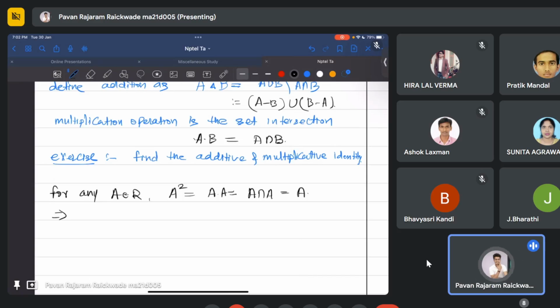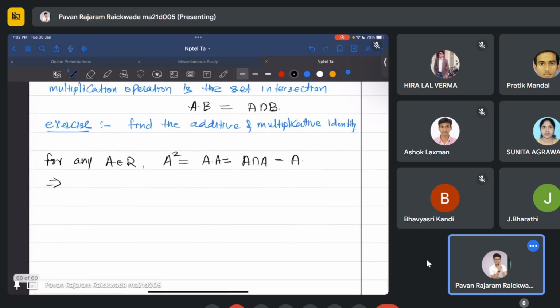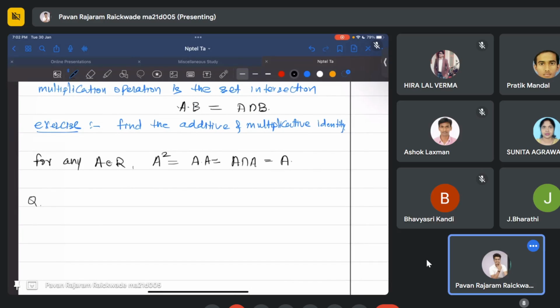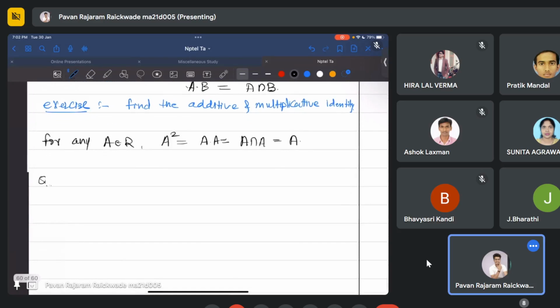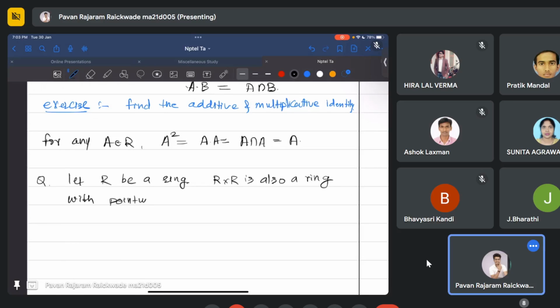Okay, so now next question. Let R be a ring. You know that R cross R is also a ring, with pointwise addition and multiplication. How are they defined?